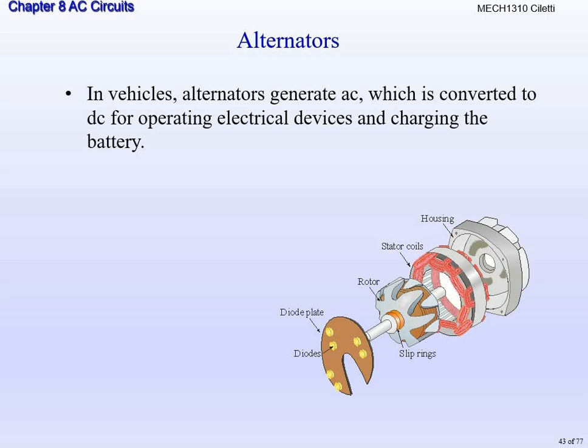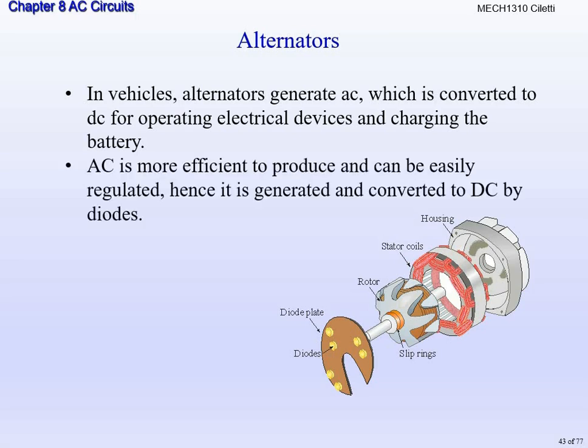The diode plate is where we rectify that signal, going from AC. Remember, your alternator creates AC. The diode plate rectifies the signal and makes it DC, and then it goes to your car battery. Remember, diodes are electrical components that only allow current to flow in one direction, so we use that to rectify the signal. We cover that a little later in another lecture.